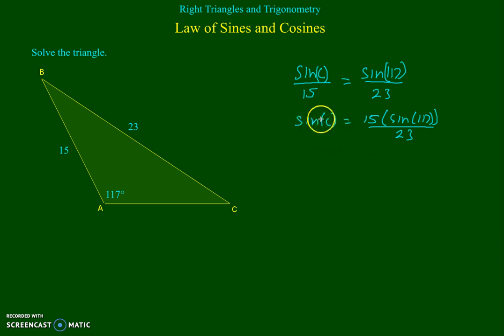And now we have to solve for C, so we have to unlock the angle out of the function. We're going to use the arcsine function. So we take the arcsine of this side, and the arcsine of this side. Therefore, C equals arcsine of 15 sine 117 all over 23.